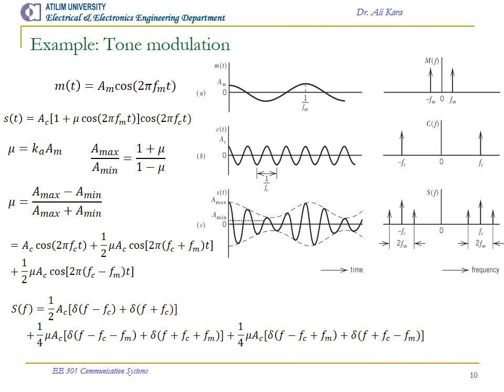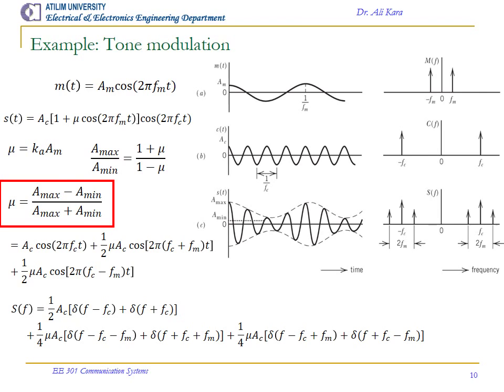Example, tone modulation. Examine this example of tone modulation. Message signal m of t is equal to A_m cosine 2 pi f_m t. Modulated signal s of t is then A_c times (1 plus mu cosine 2 pi f_m t) times cosine 2 pi f_c t, where mu is k_a times A_m. Consider the maximum and minimum amplitude ratio as follows: A_max over A_min is A_c times (1 plus mu) over A_c times (1 minus mu).